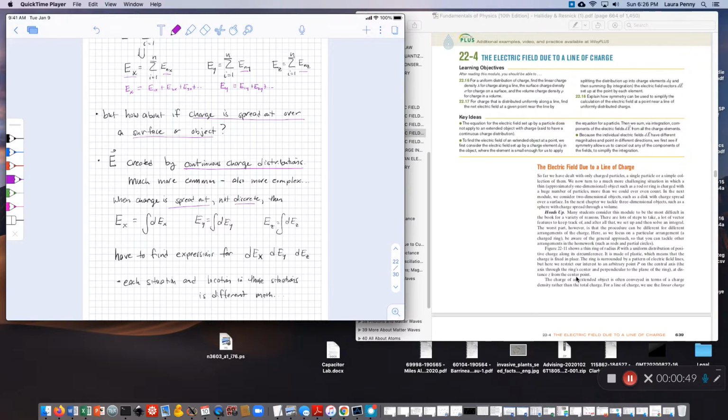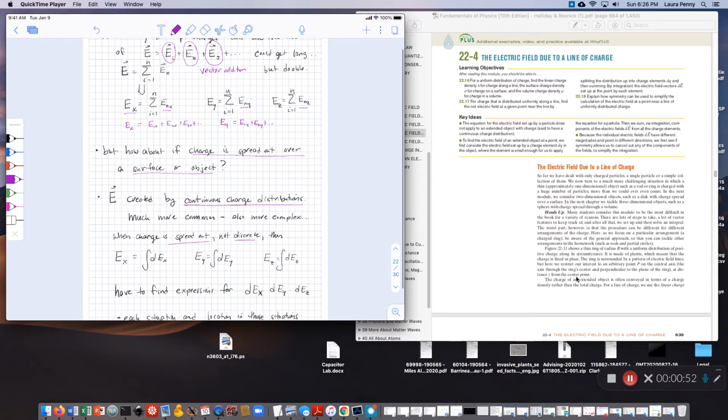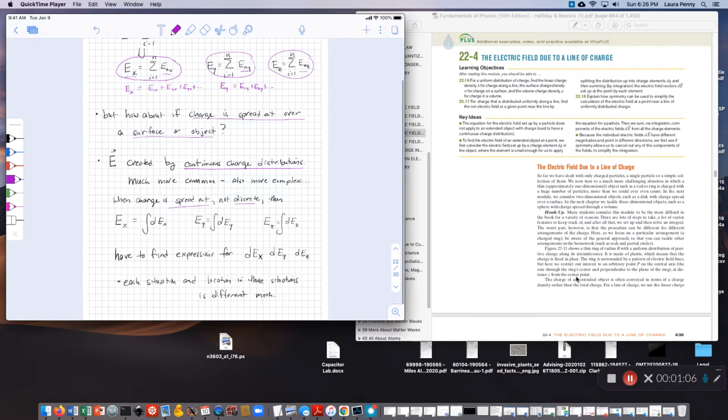Continuous charge distributions, where the charge is spread out. It's not discrete along some surface. When you have individual charges, you do sums of the x parts and the y parts and the z parts from each individual little charge. Now that you have some spread out charge, instead we have to do integrals of all the little parts coming from each individual little section of the charge. So we get Ex and Ey and Ez, but instead of doing summations over discrete individual particles, we're going to do integrals over a distribution.